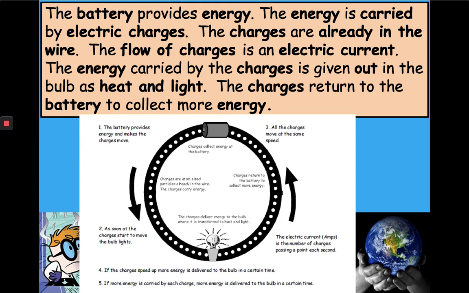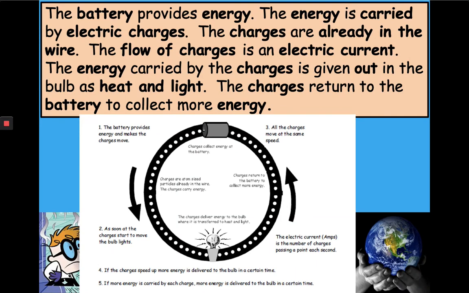Often energy is wasted as heat. That's not very useful energy unless we're using something like a hairdryer that we want the energy from, or a heater to warm us up. We actually don't want that energy. That's often wasted, but we do often want the light. Most appliances, if we plug them in, give off heat as a wasted form of energy. We don't normally need that, so that's where it's not as efficient. Things like LED light bulbs are more efficient because they provide more light and waste less energy by heat. The charges return to the battery to collect more energy.